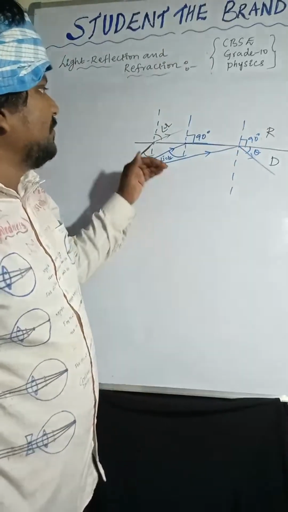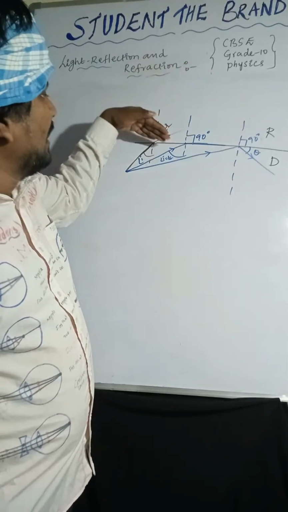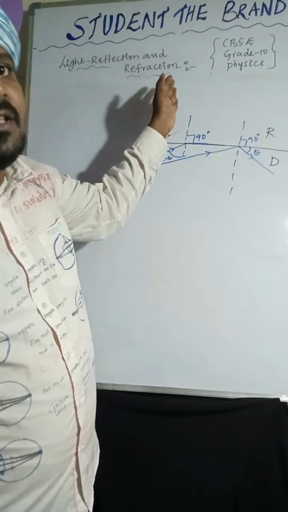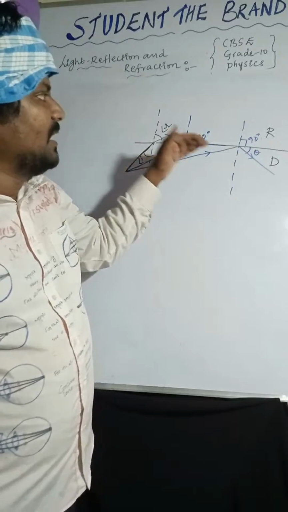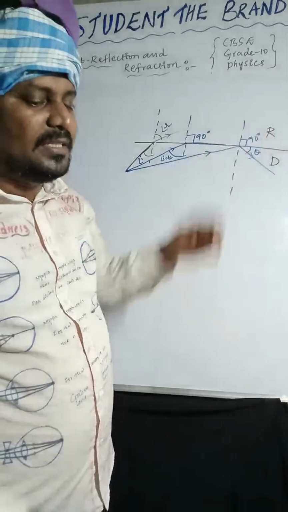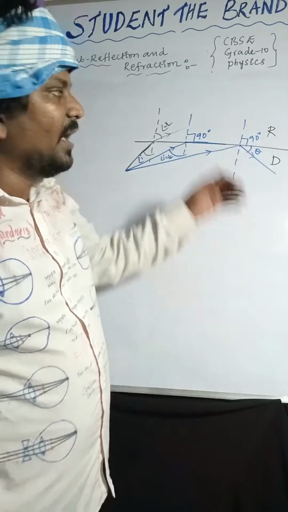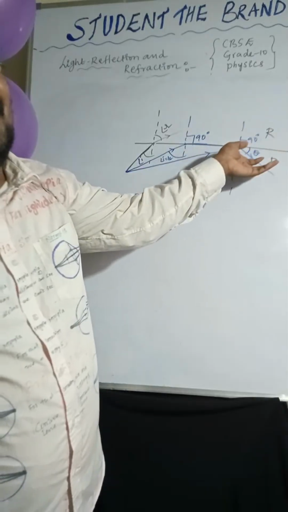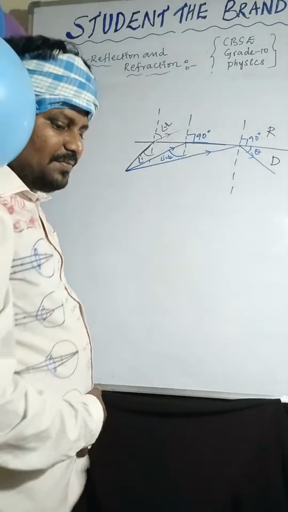Once again, when a light ray passes from denser to rarer, it moves away from the normal line. The angle at which the refracted ray makes 90 degrees with the normal line is called the critical angle. Again, if the light ray passing from denser to rarer makes more than 90 degrees in the rarer medium, it reflects back into the same medium. That is known as total internal reflection.